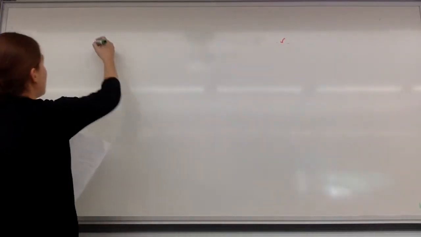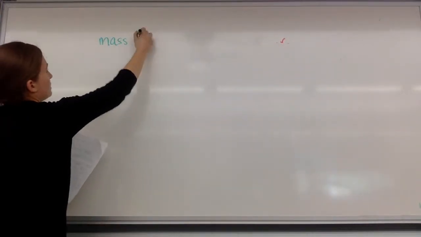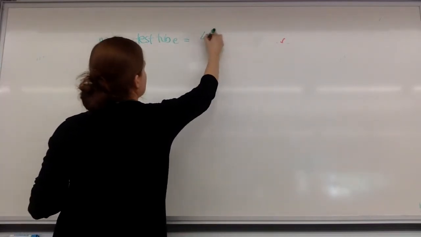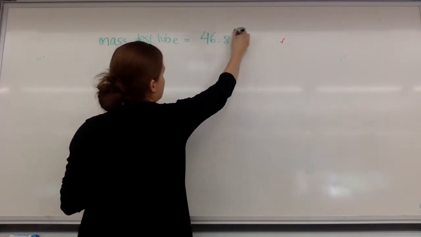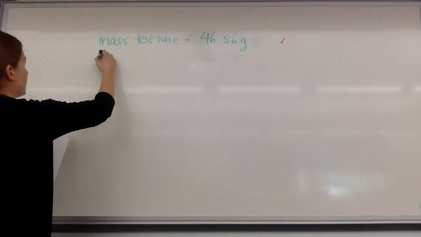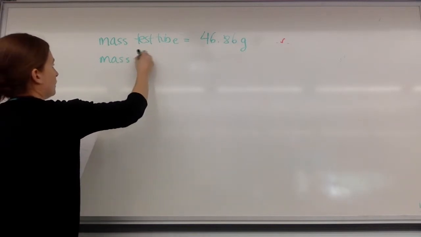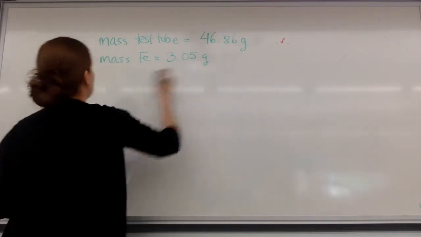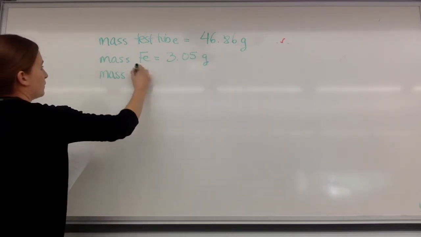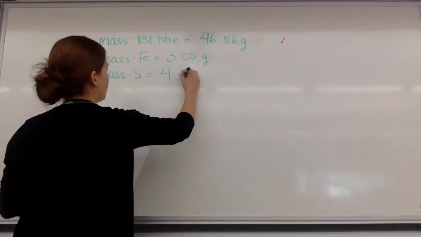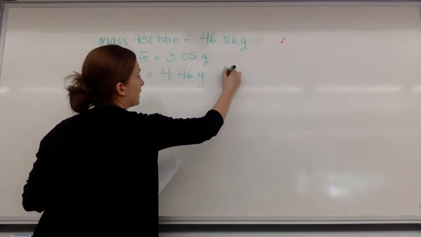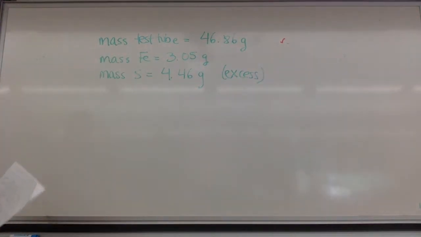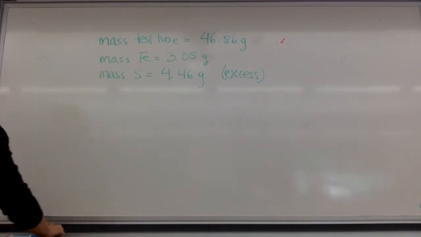So we had the mass of the test tube, and that was 46.86 grams. We also had the mass of iron before, the one that I added, 3.05 grams, and also the mass of sulfur, which was 4.46 grams. And I mentioned the fact that I intentionally added an excess amount of this. Okay?